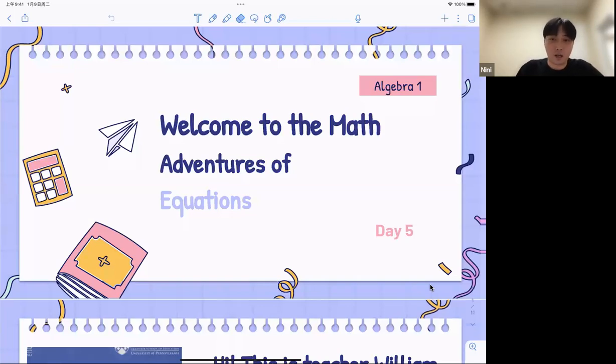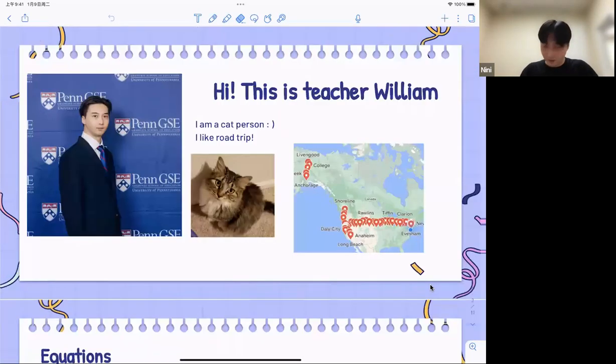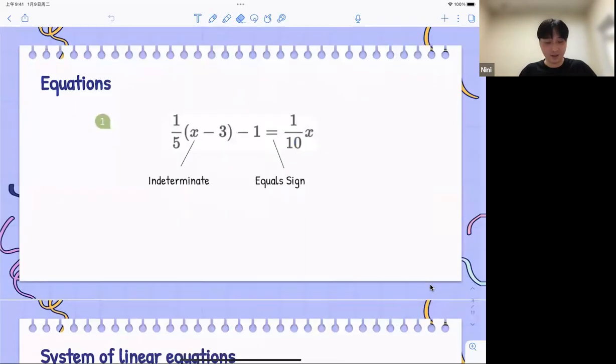So let's start our topic today. This is our 5th day, I think. We talked about a lot of stuff during our first 4 days. So we are going to talk about equations for day 5. I think I can skip this part because most of you are already familiar with me, so we can move directly to today's topic, which is equations.